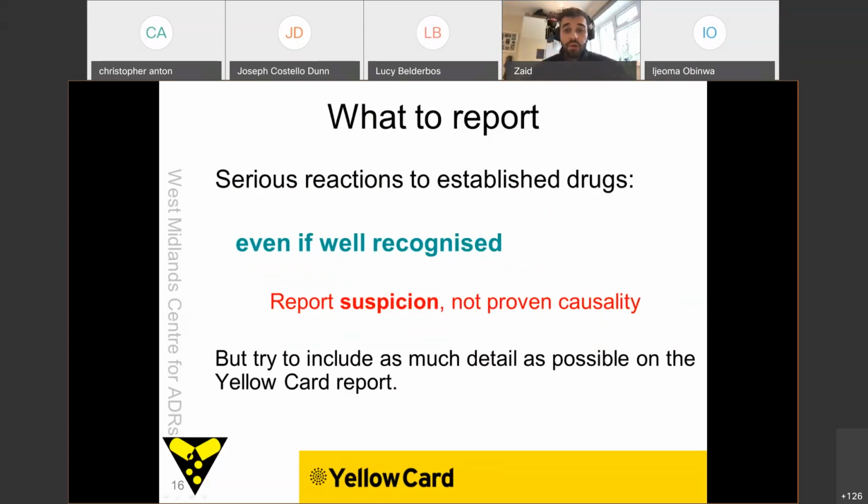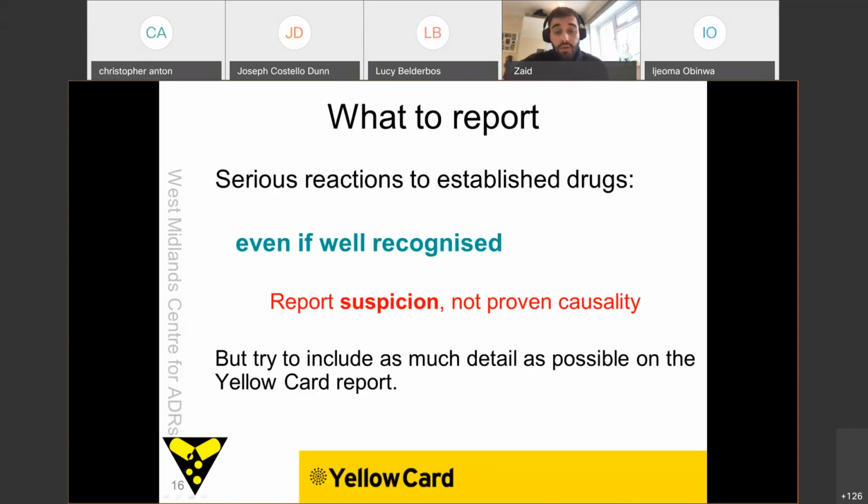So when you suspect an ADR and you're trying to think, what do you report? Joe mentioned black triangle drugs and the difference between the established drugs and the black triangle drugs. For these established drugs, we typically want to report serious reactions, or we use the term medically significant reactions, which I'll talk about later on in the next slide.